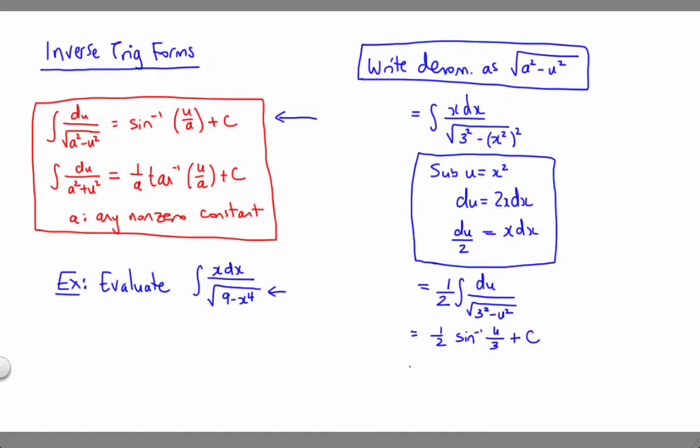And to get our final answer, we just need to go back to our original variable. So u in this problem was x squared. And if we like, we can put brackets around that just to make it a little bit more legible. So final answer, 1/2 arcsine of x squared over 3 plus a constant.